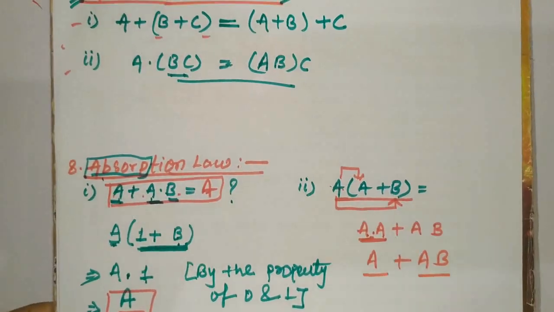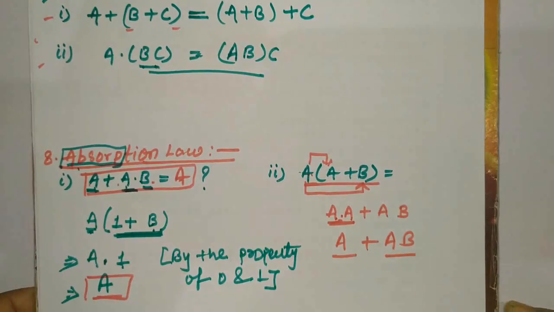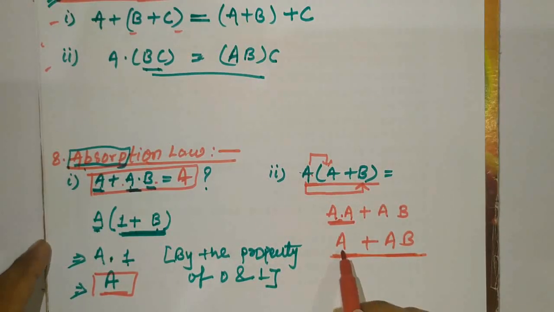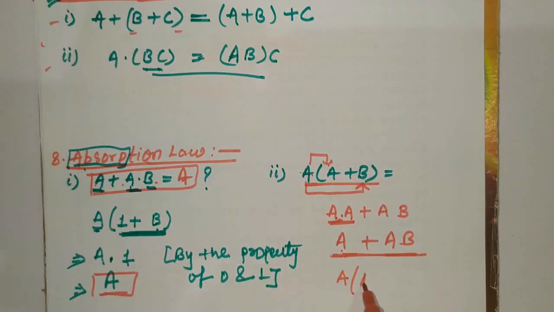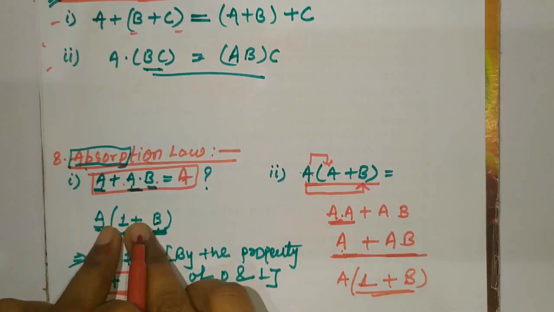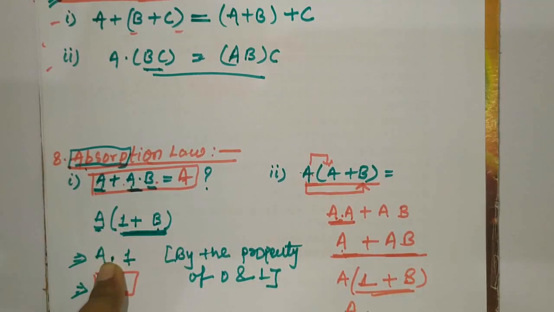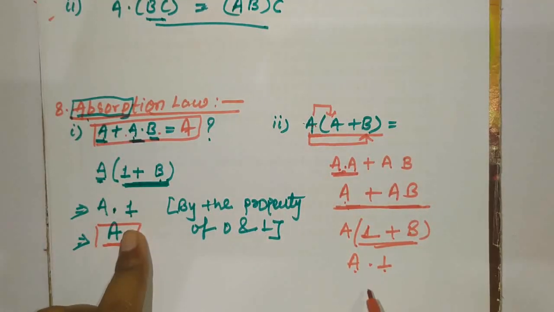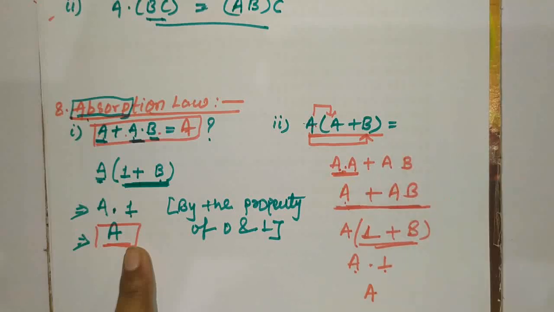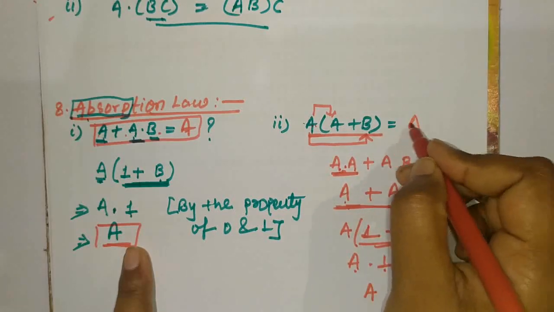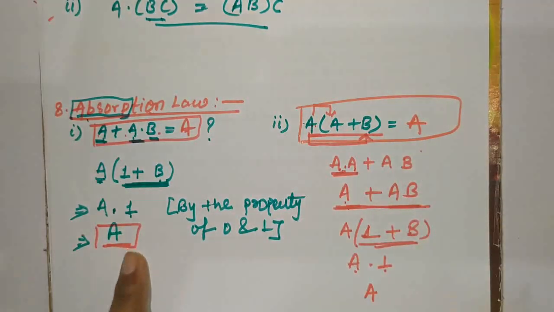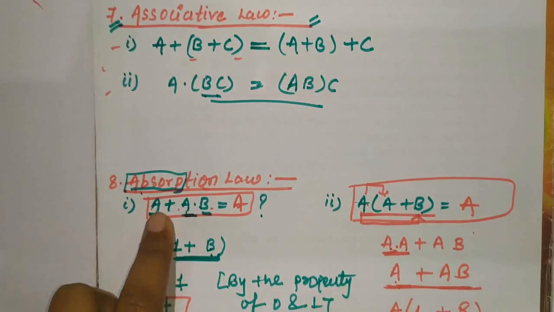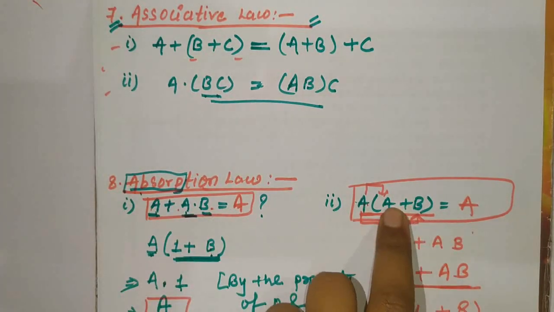A plus ab. Let's take a common from both terms. Here a is common, so we can take a common. So here is 1 plus b, and 1 plus b is 1. So a into 1 is, by the property of 0 and 1, a. So the output of this law is a. So the absorption law: a plus a into b is equal to a, and a in bracket a plus b equal to a.